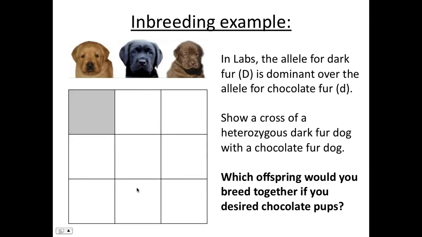Get your offspring. And then answer this question. Which offspring would you breed together if you desired chocolate pups? Meaning, which of the 4 potential combinations that we get would you breed together if all you wanted was chocolate pups in the end? When you're done with the problem, come back to the video for the answer.